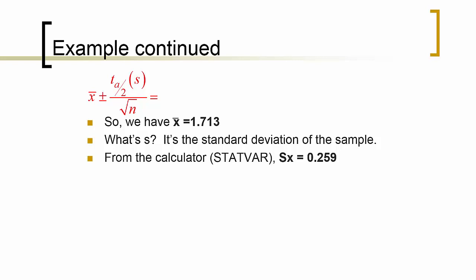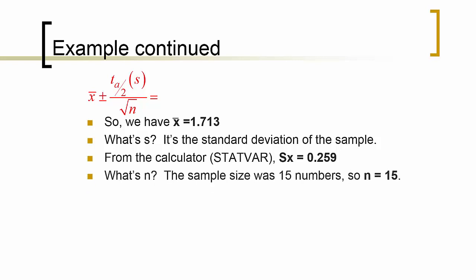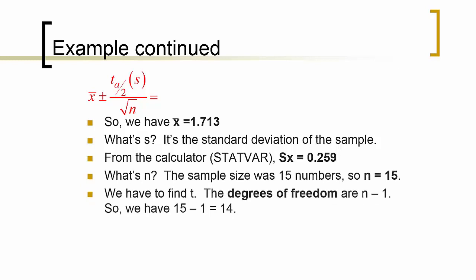Again, go out to 3 or 4 decimal places in rounding. N is the total in the sample, so we had 15 numbers, so N is 15. Then we have to find T. That's going to be associated first with the degrees of freedom. The degrees of freedom is 1 less than the total in our sample, so we're going to have 14 for the degrees of freedom. So on table A3, we're going to go to the 14th row.